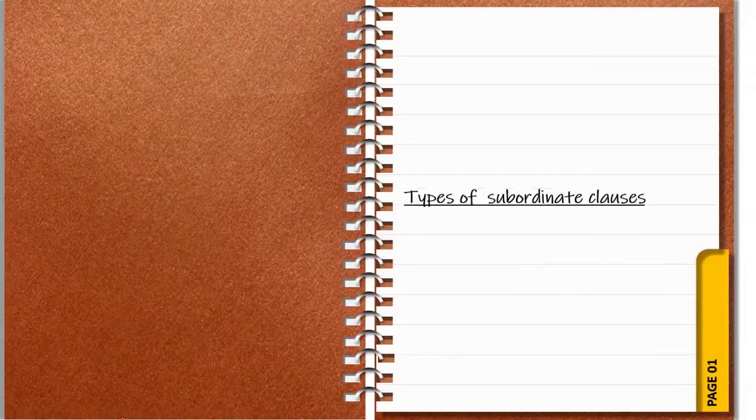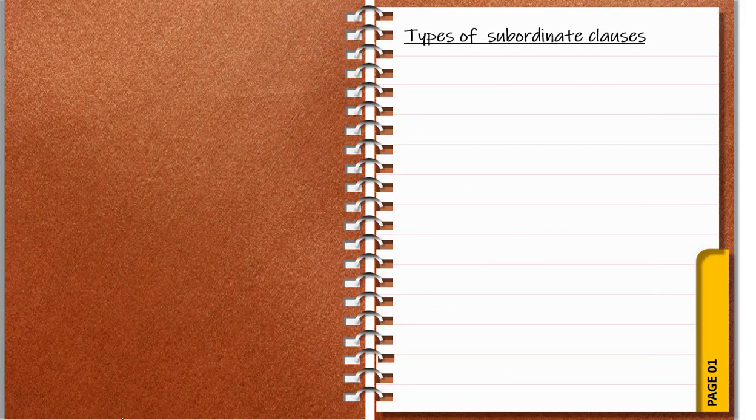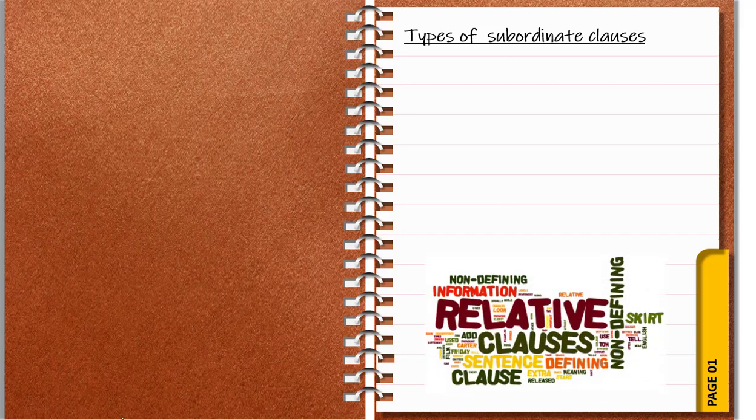Welcome to today's lesson. In today's lesson, our grammar will be about types of subordinate clauses. In particular, we will discuss the adjective clause, the adverb clause, and the noun clause. Now, to begin us off, let's take the adjective clause.